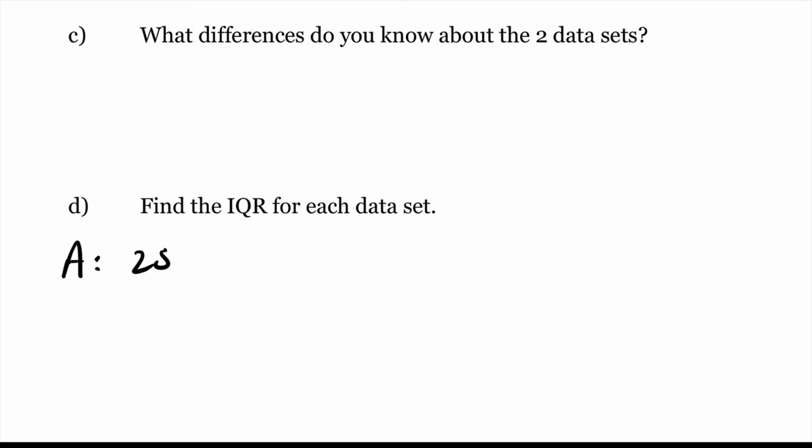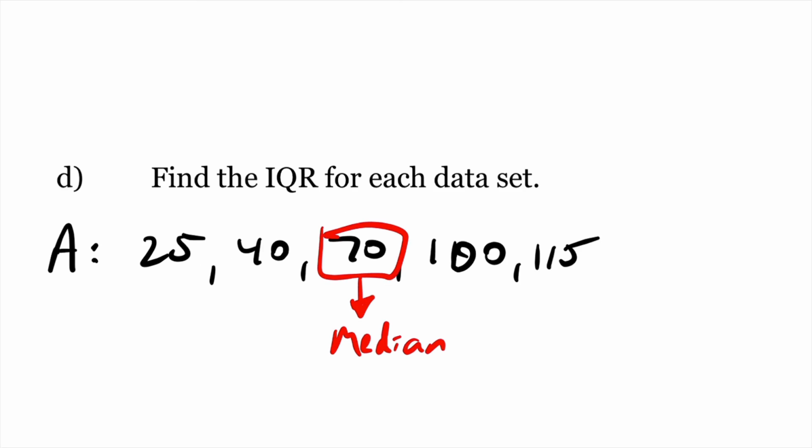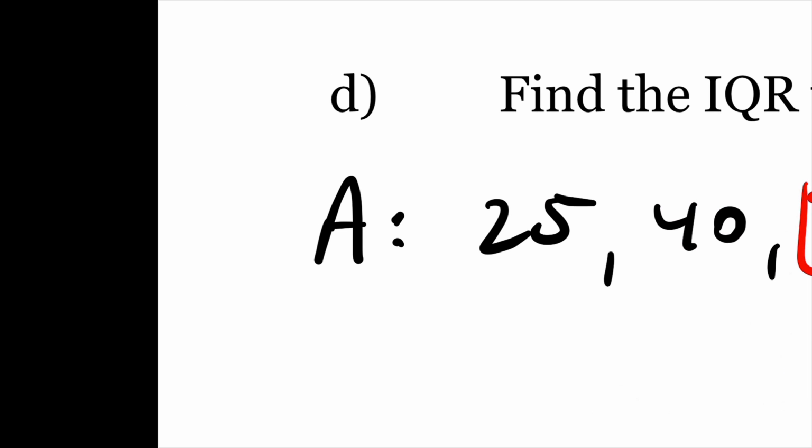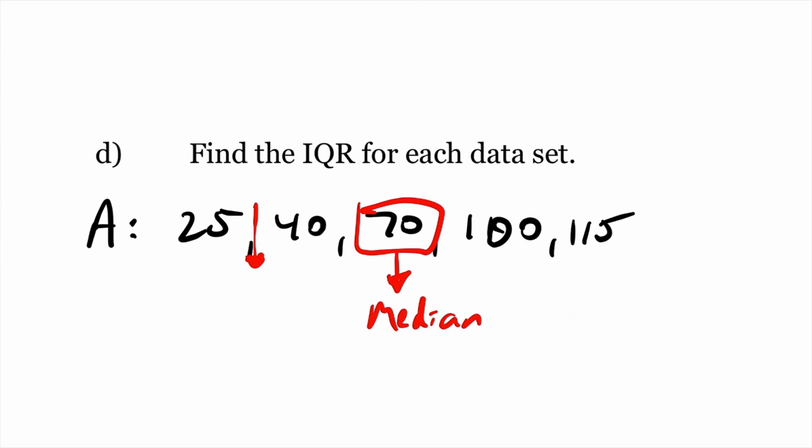So let's see. 25, 40, 70, 100, 115. So before I find Q1 and Q3, what do I have to find? The median, which is 70, right? We knew that already. So that's the median. Everything below the median. The only two numbers below the median. So what do I do to find Q1? There you go. Add them up, divide by 2, and I think you get 37.5. No, 32.5. That's Q1.